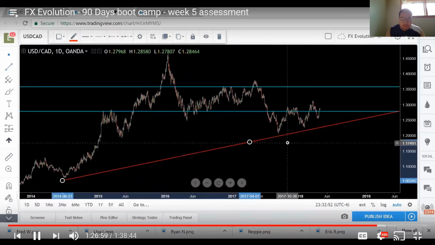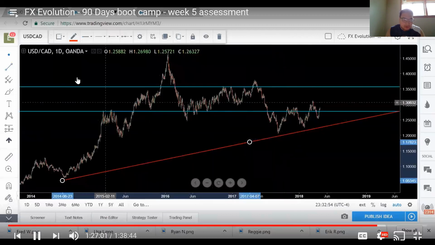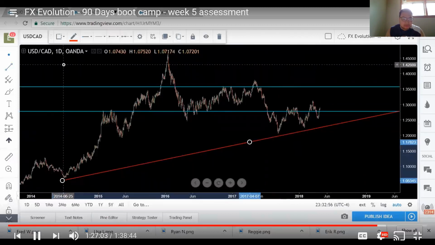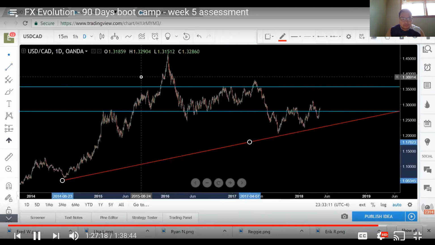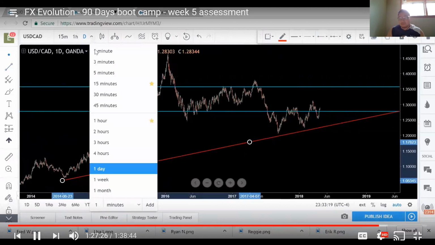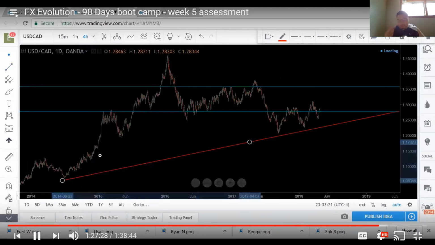Okay, what's next? Go to your 4 hour window. 4 hour time frame. How do I change the windows? Okay, so right now your toolbar is covering the box. Right next to where it says USD CAD. Here, let me move it for you. Here you go. You want to change this to a 4 hour.